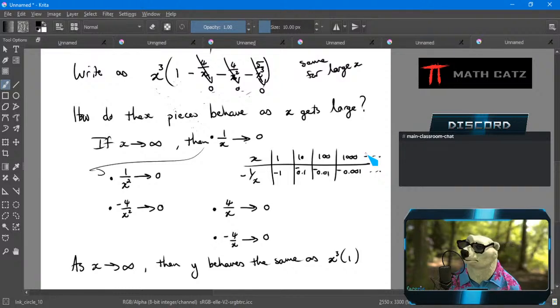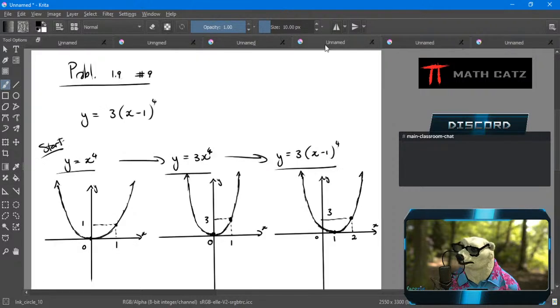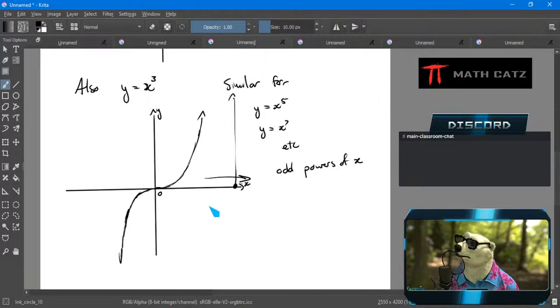I know it's D2L. In my version up here of the function, everything shrinks down to 0 except the x cubed and the 1. They don't. So if x is big enough, and this is a key sentence here, if x is big enough, then my function, y, behaves the same as x cubed times 1, and the 1 doesn't actually matter. So that means that if I look at my x cubed function, where is it? It's over here. In the middle, it could be very different, up and down, all kinds of things.